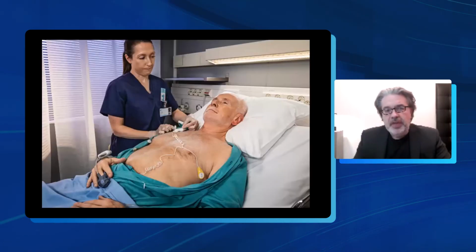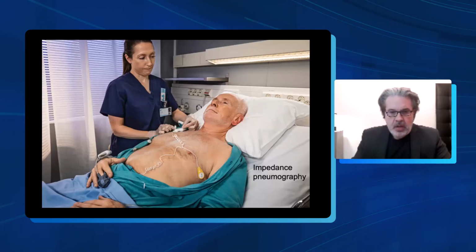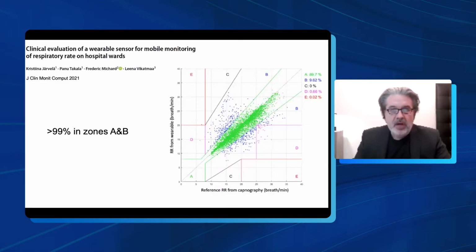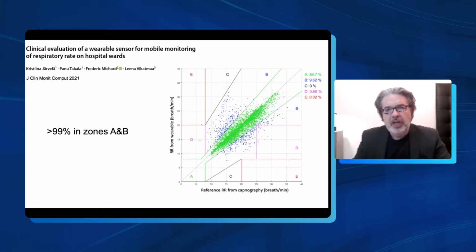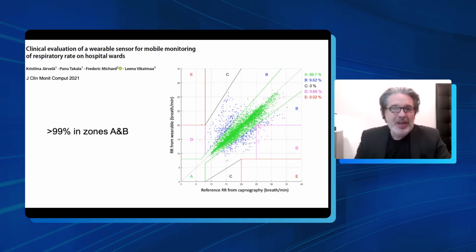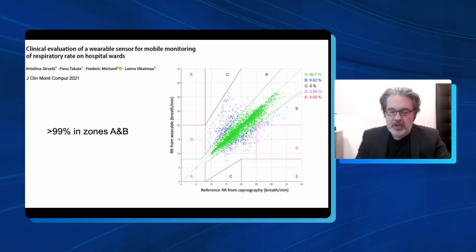In contrast, this new wireless monitoring system that uses impedance pneumography was tested in this recent validation study published just a few months ago in the Journal of Clinical Monitoring and Computing. And as you can see, more than 99% of the measurements were actually in the safe zones A and B of the Clarke error grid.